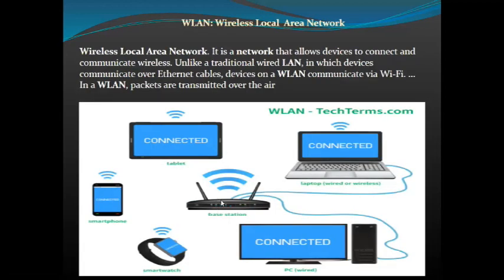As you can see, for instance, this tablet is connected to the base station wirelessly. The smartphone is connected wirelessly, the watch here is connected wirelessly, and the TV, as you can see, is connected wirelessly. So basically, WLAN is just like a Wi-Fi connection kind of thing.